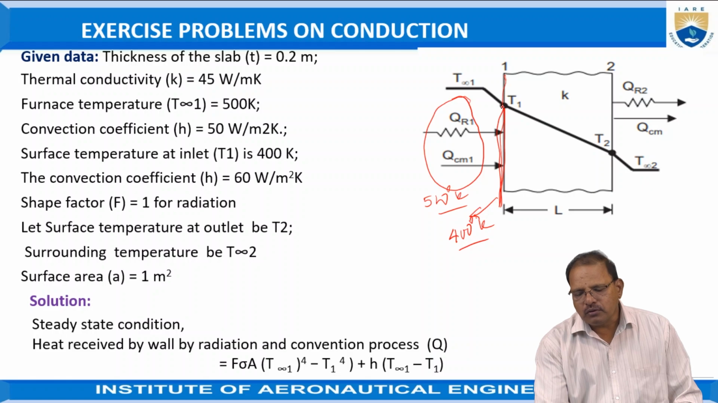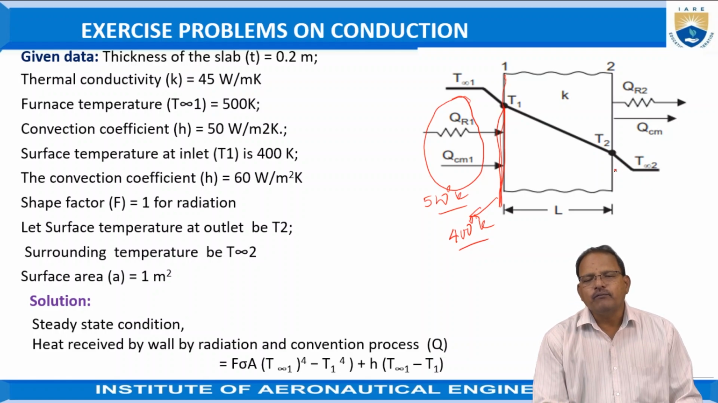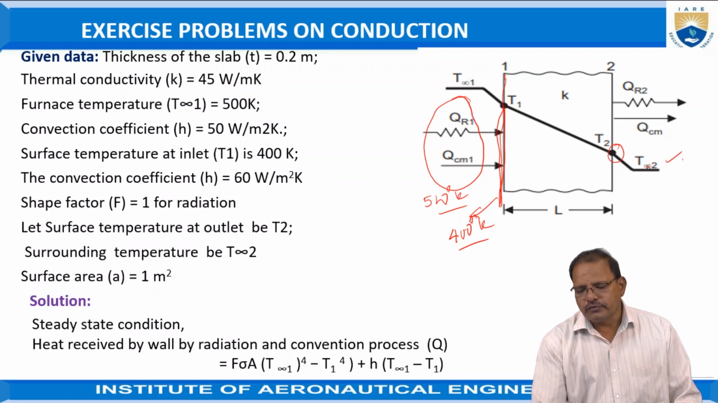So from T1 to T2, the heat flow is taking place in the slab by the conduction process. From T2 to the surrounding, T alpha 2 represents the temperature of the surrounding area. Assume the environment is atmospheric air. Because of this temperature, again the radiation as well as the convection process takes place to flow the energy from the outer surfaces.